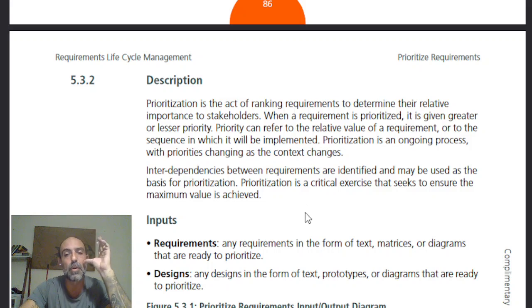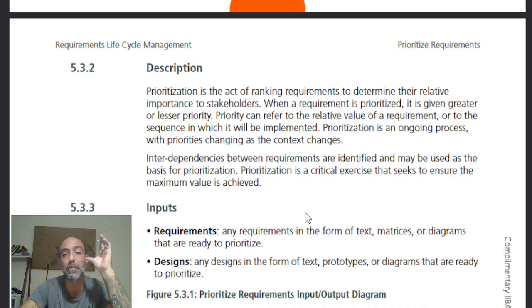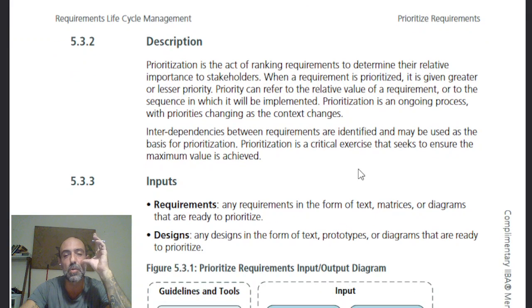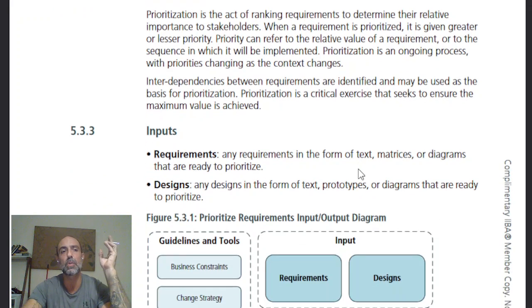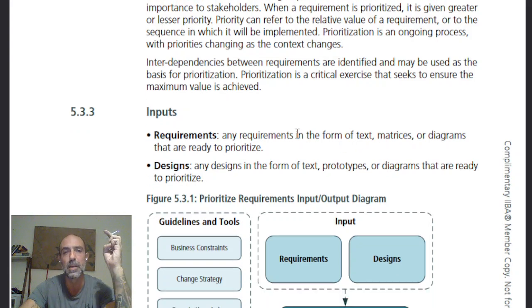My bad. Priority can refer to the relative value of a requirement or to the sequence in which it will be implemented. Sequence, you get it? Because timelines. Prioritization is an ongoing process with priorities changing as the context changes. As we maintain requirements, we also check if the priorities are still relevant. Interdependence between requirements is identified and may be used as the basis for prioritization.